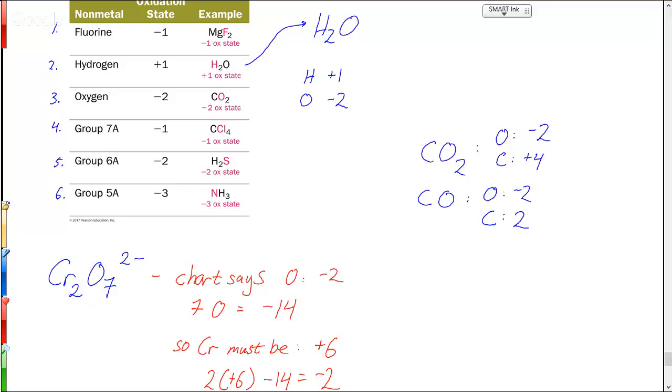+2. So if you have something that, let's say, converts carbon monoxide to carbon dioxide, like a catalytic converter in a car, that's one of the things that it does. That's an oxidation reduction reaction. You're oxidizing the carbon by going from +2 to +4. And in that case, you're reducing something else.